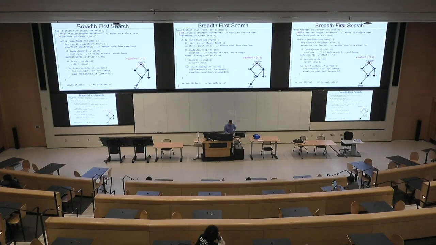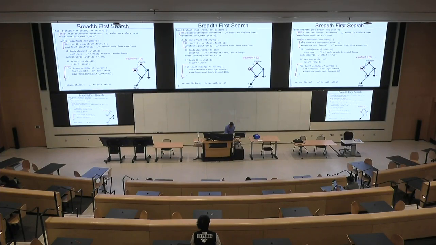Then I'm going to go into this while loop. I take the source, node 0, out of my wavefront. It's not visited yet. I'm going to look through all of its outgoing edges and put what it can reach into the wavefront. So at this point, my wavefront is going to be nodes 1 and 2. Okay?